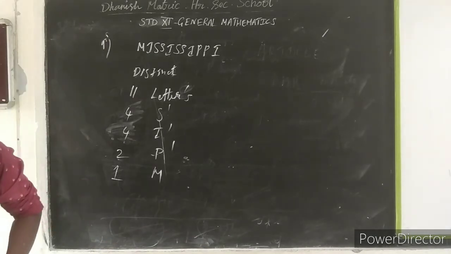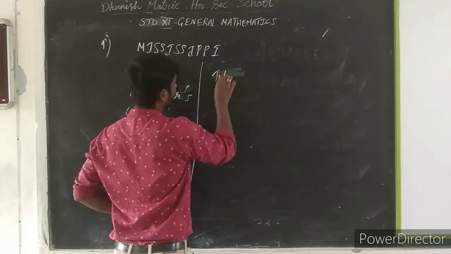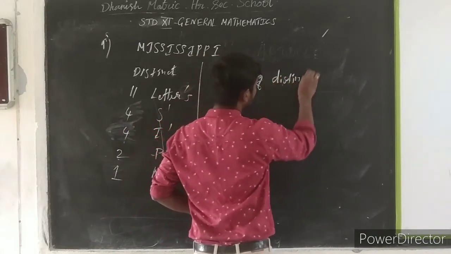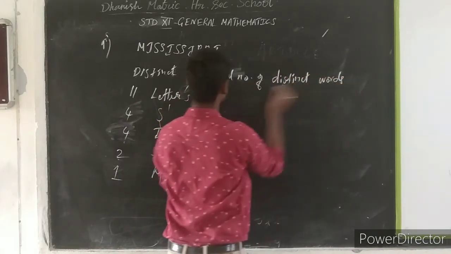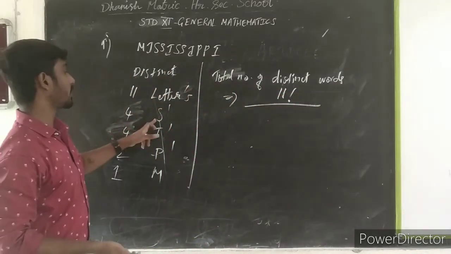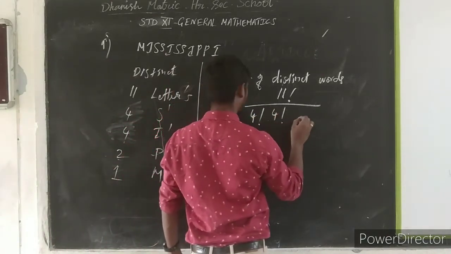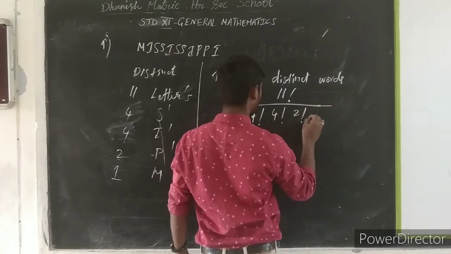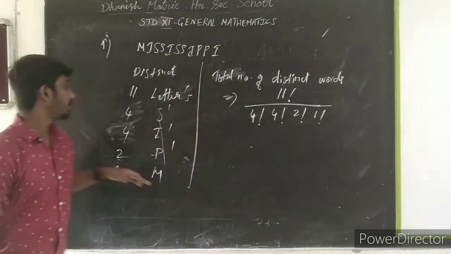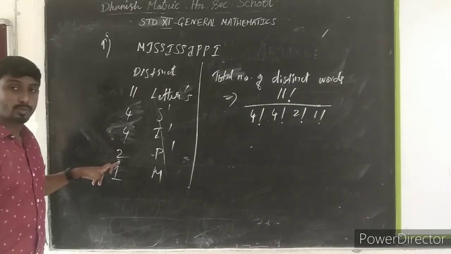Now we are going to find out the total number of distinct words. The total number of words will be 11 factorial divided by how many? S will be 4 factorial, I will be 4 factorial, P will be 2 factorial and M will be 1 factorial.